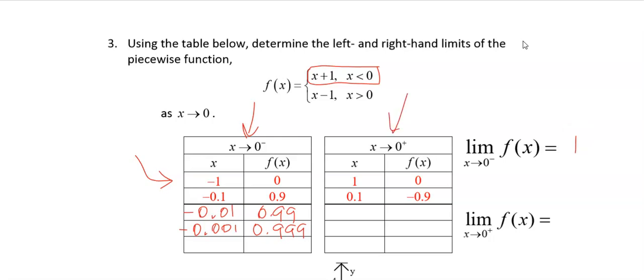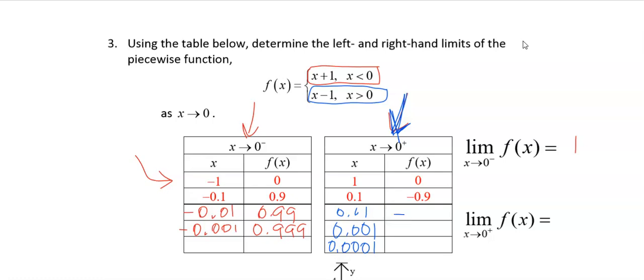Now, this table refers to x approaching 0 from the right-hand side. So now your x's are a little bit bigger than 0. This table would refer to this piece of your piecewise function. All right, so if you plug those values of x in, now notice that this time the x's are positive, but they're still getting closer and closer to 0. You plug those in, and now here's what happens to the y value, I should say.